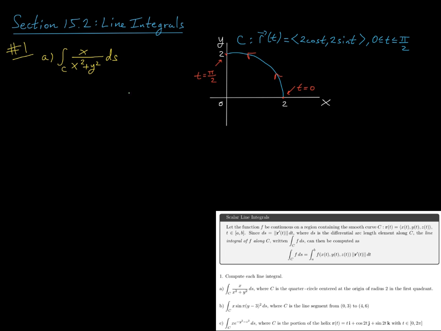Okay, so when we go to set up our line integral, our bounds for the integral will be from 0 to pi over 2. And now for the integrand, we're going to go ahead and just substitute in these expressions for x and y that define our path. Okay, so I'll get 2 cosine t up in the numerator, and I'm going to divide that by 2 cosine t quantity squared, that's x squared, plus 2 sine t quantity squared, that would be y squared.